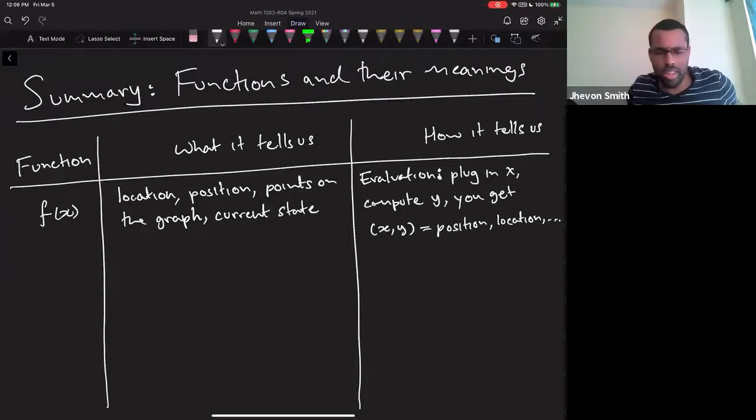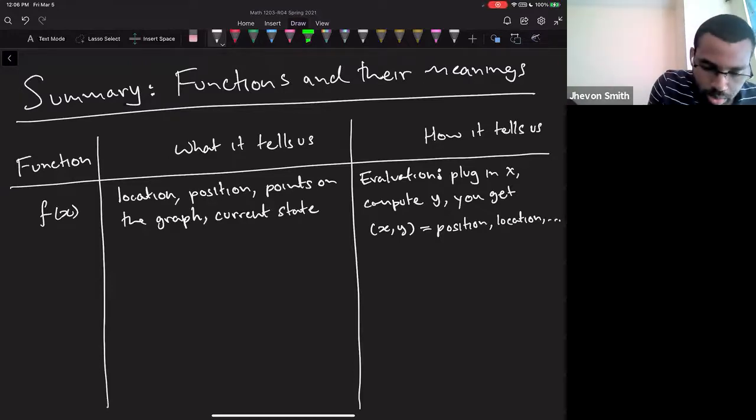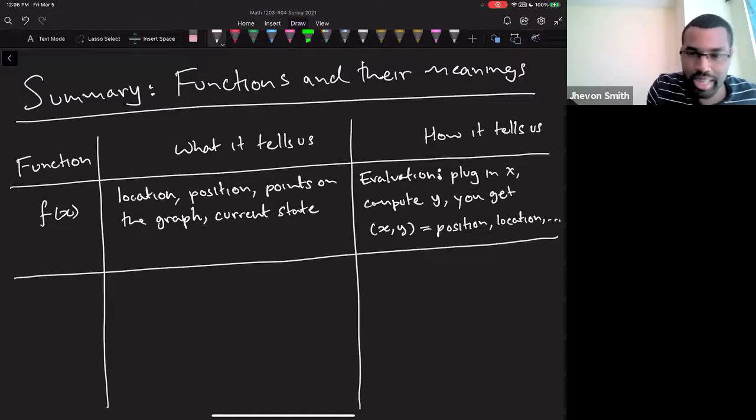But that's not new to us. That we've been doing forever at this point, right? Evaluate a function. The function is telling you some current state. You can figure out what that state is just by plugging in an input, finding the corresponding output. Whenever we're at this point, this is the result of being at that point.